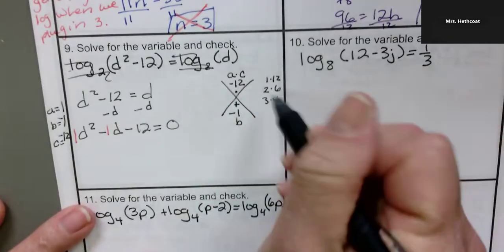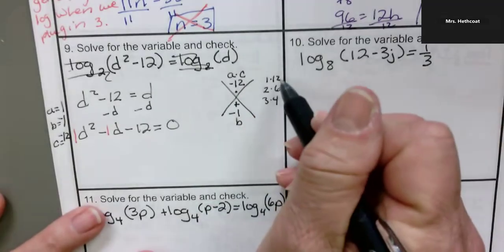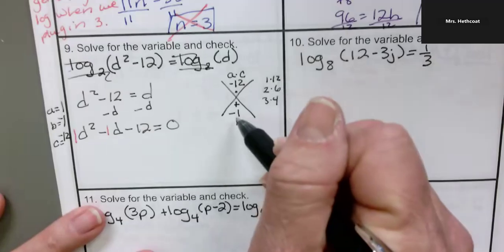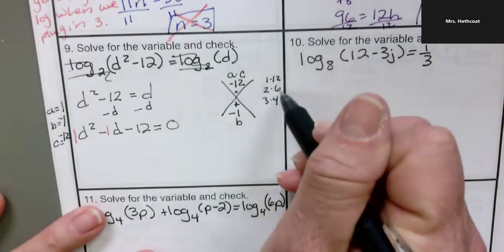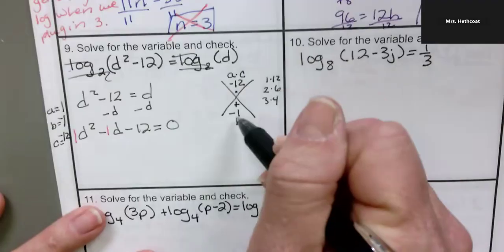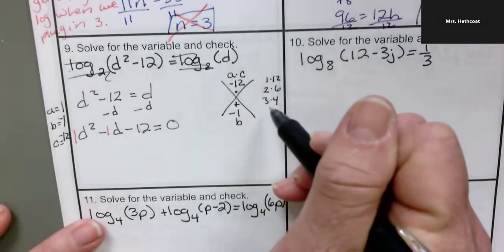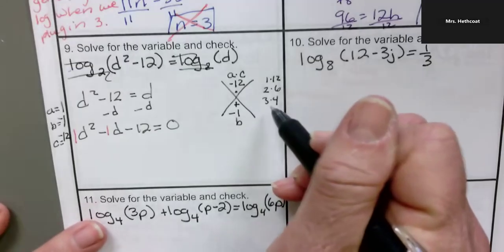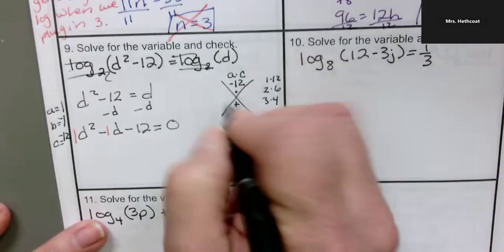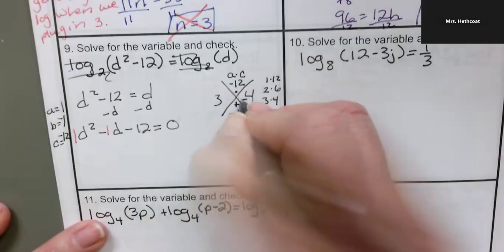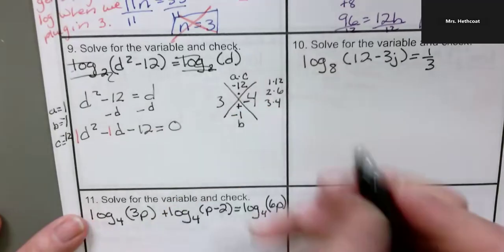If I add 1 and 12, that's 13. If I subtract them, that's 11. That does not give me negative 1. 2 and 6. If I add them, I get 8. If I subtract them, I get 4. That is not negative 1. 3 and 4. If I add them, I get 7. If I subtract them, I get 1. That's where I'm going to need my negative 1, so I get 3 and 4. If we make the 4 negative, that'll give us negative 1.